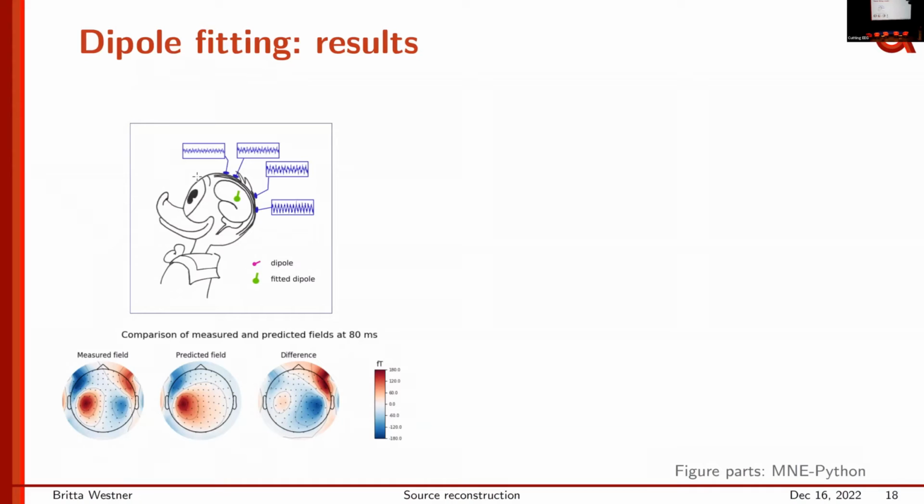You can then compare how well this dipole would explain your data by comparing the measured field, so that is what you started out with, to the predicted field of that dipole, and you might get a difference. So here you can nicely see that probably one single dipole isn't enough to explain this data, because we seem to have another active source on the other side of the brain, which is still left in the difference. And from that, you can basically compute a goodness of fit for your dipole model.